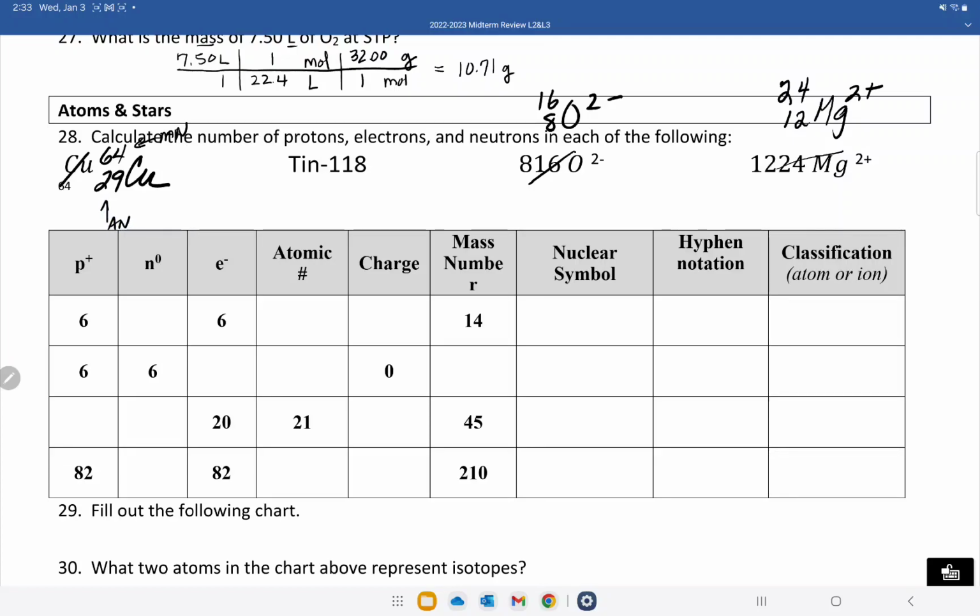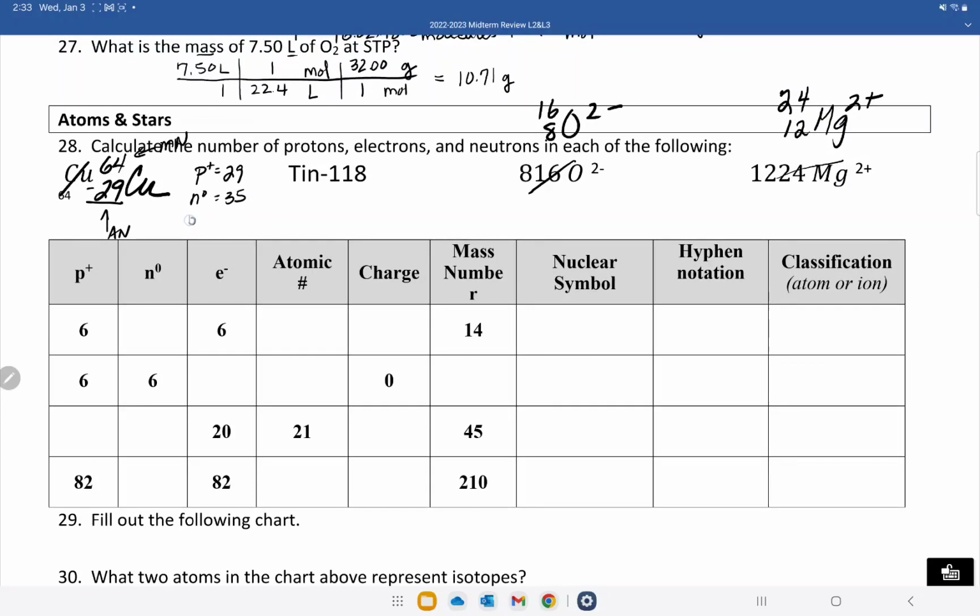The atomic number is the number of protons. So for copper 64, protons, I have 29, because that's that bottom number, and that bottom number tells me the number of protons. The neutrons are going to be 64 minus 29. The mass number minus the atomic number, so it's going to be 35. And this is overall neutral. And remember, in a neutral atom, the protons equal the electrons. So my electrons are 29.